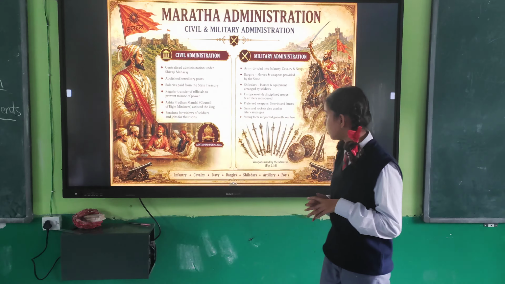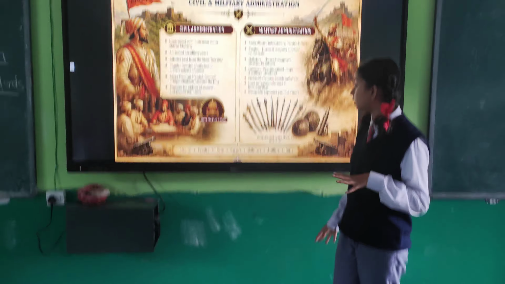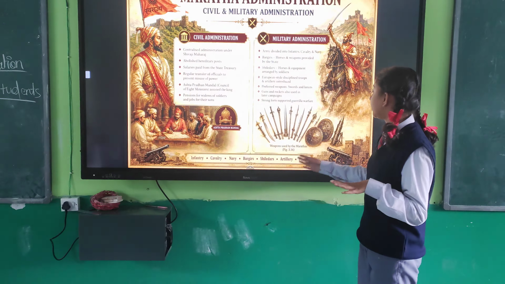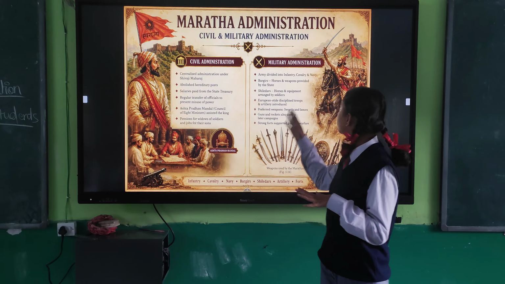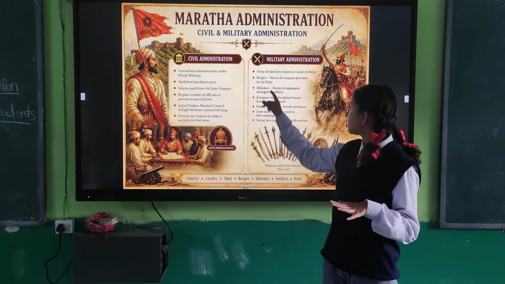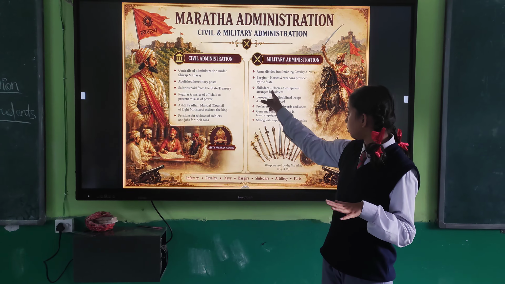His army was also divided into infantry, cavalry, navy, bargirs, shiledars, artillery, and forts. Bargirs were soldiers for whom horses and weapons were provided by the state. Shiledars were soldiers who arranged horses and equipment by themselves. These are the weapons used by Marathas. The next slide is forts, the core of the state. So basically, forts were the backbone of the Maratha Empire.